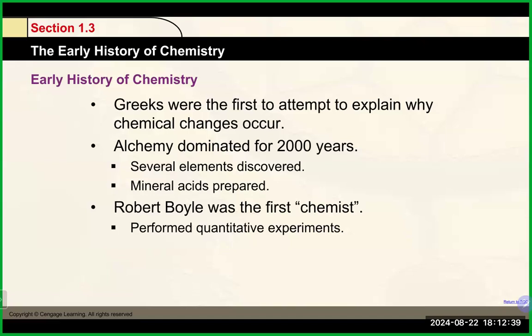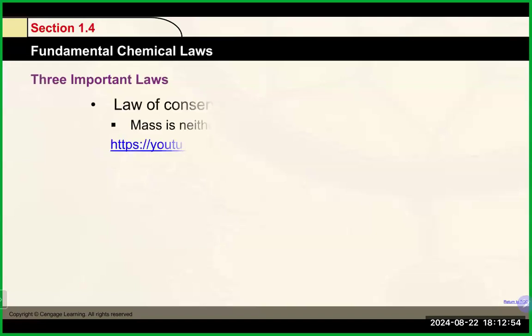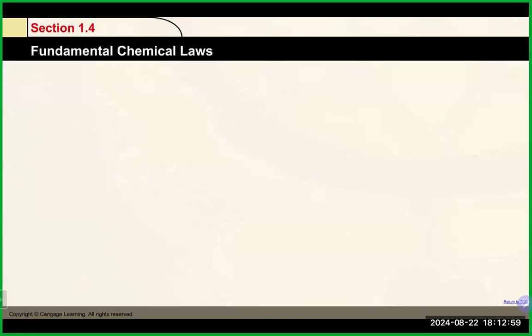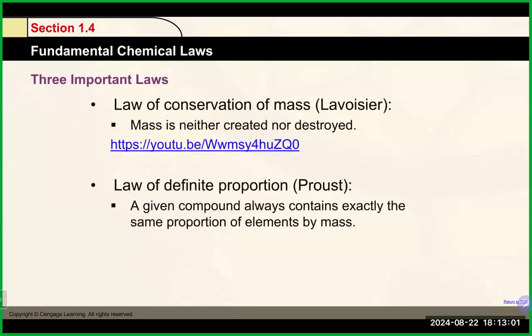The idea of atoms started a long time ago, with the Greeks first trying to explain what's going on in terms of chemical changes and chemical reactions. Our friend Robert Boyle was considered the first chemist. As I mentioned, speaking of laws, there are 3 important laws, which describe how things always occur. Again, as we just mentioned, the law of conservation of mass: mass is neither created nor destroyed.